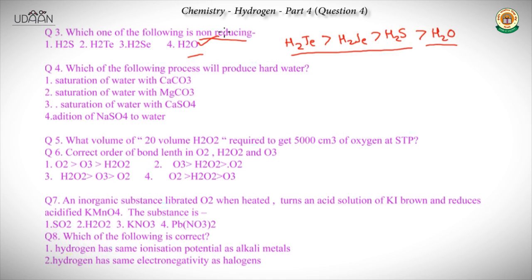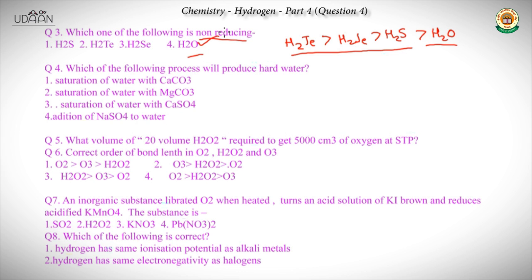Now we get to the fourth question. Which of the following processes will produce hard water? First, saturation of water with calcium carbonate. Second, saturation of water with magnesium carbonate. Third, saturation of water with calcium sulfate. Or fourth, addition of Na2SO4 or sodium sulfate to water.